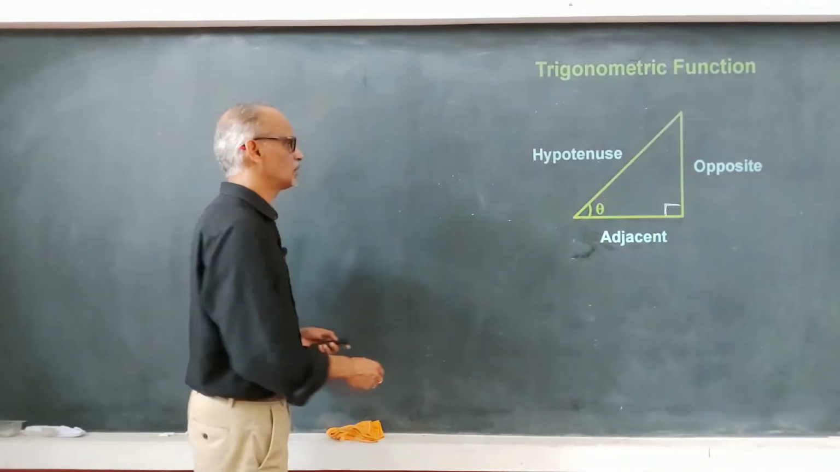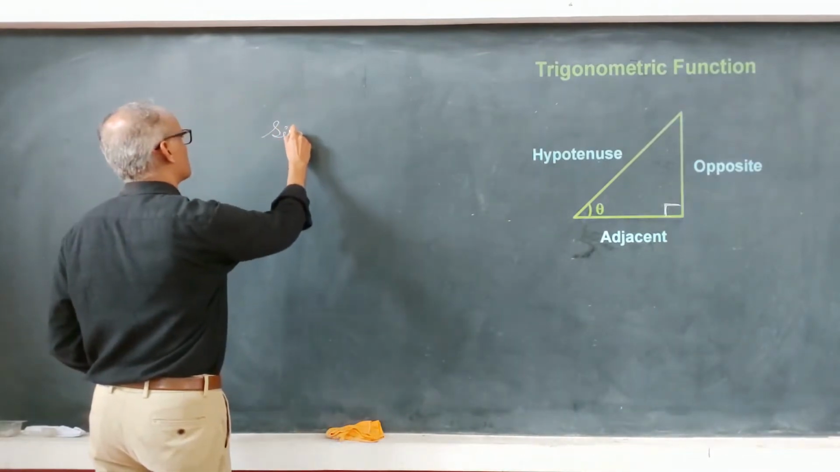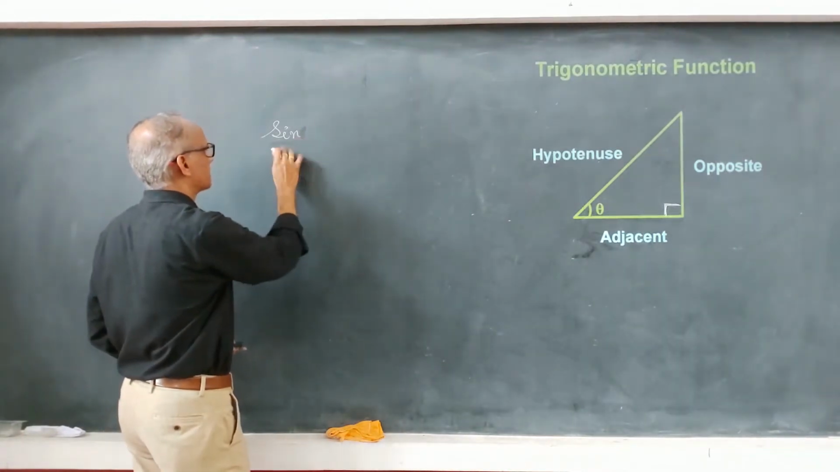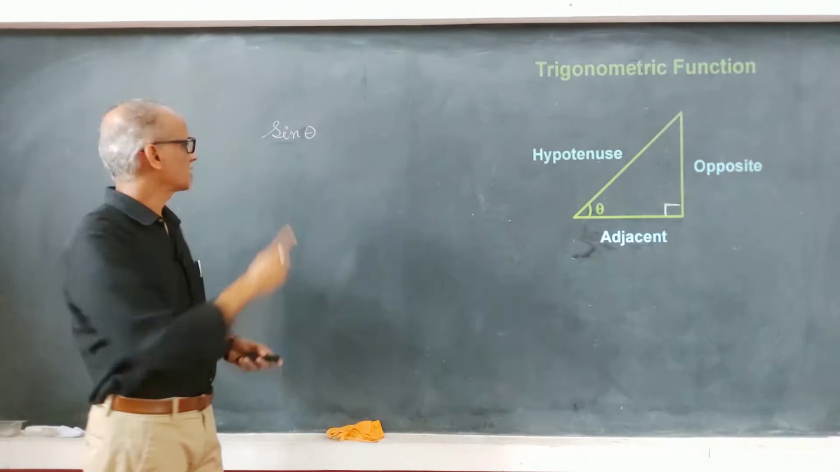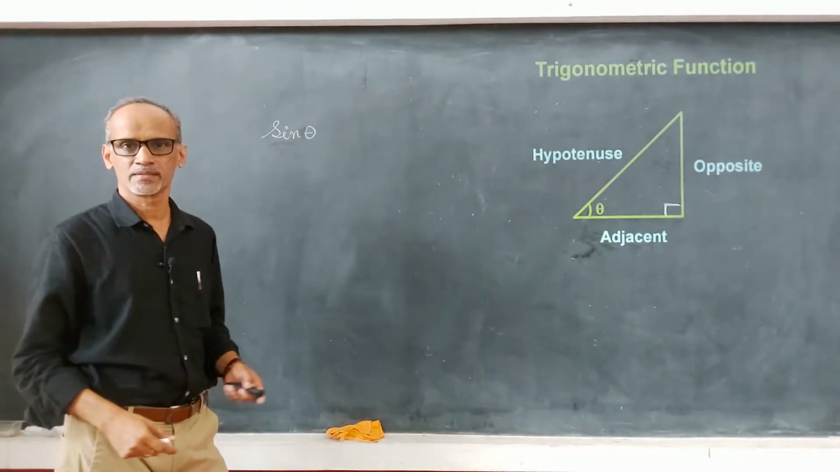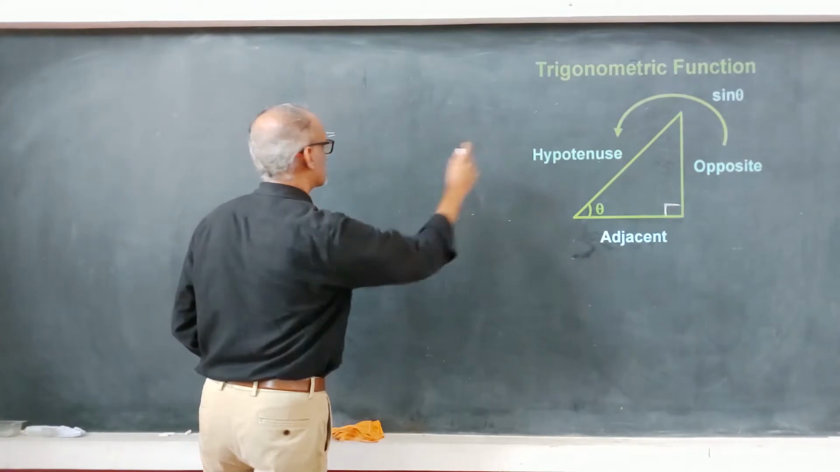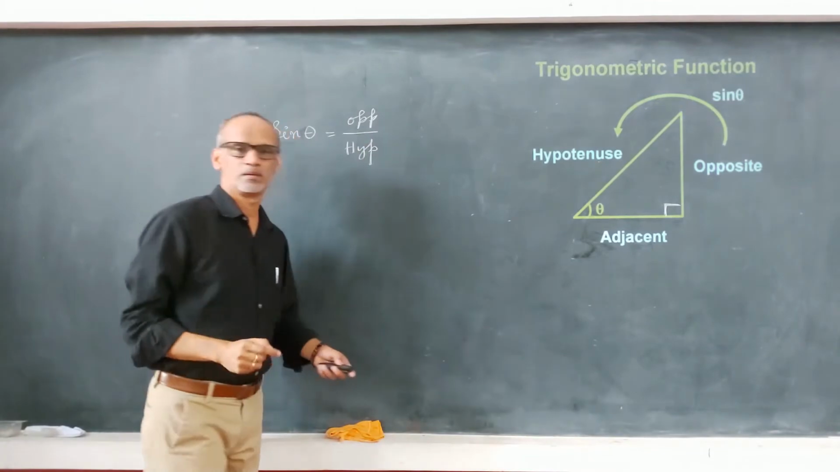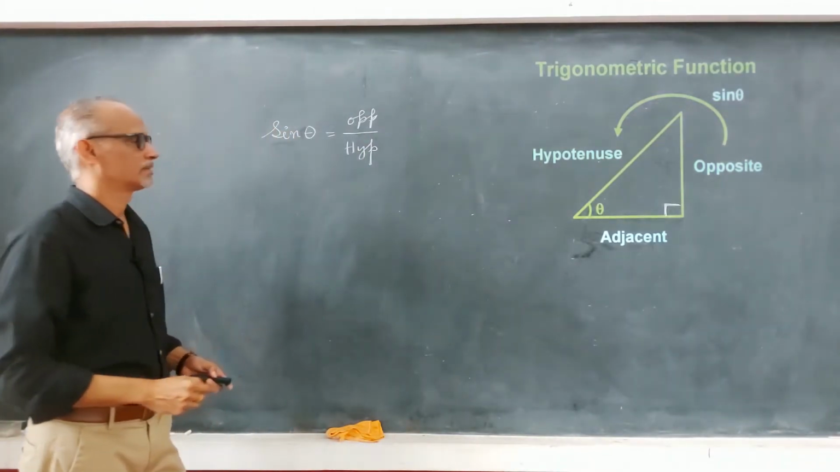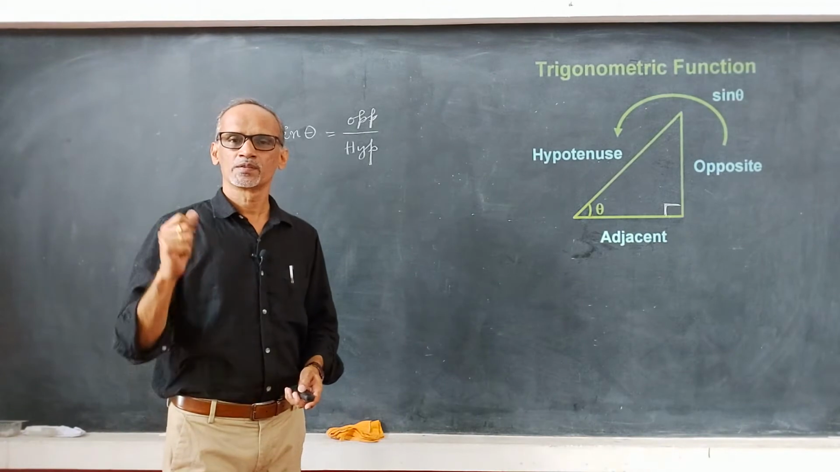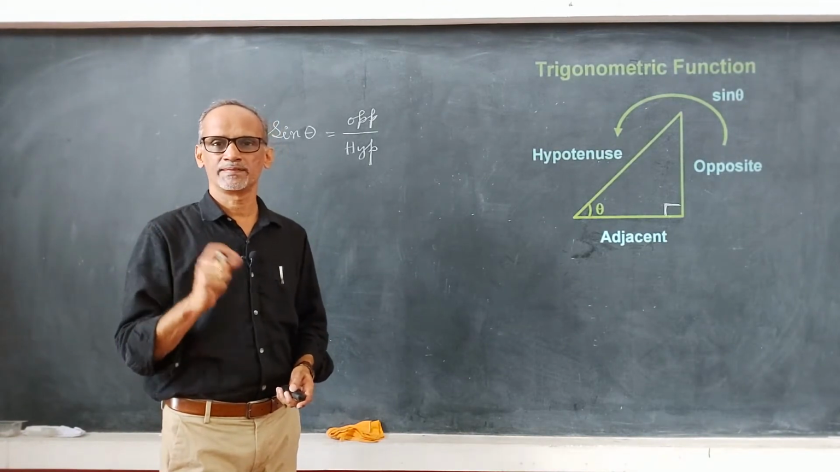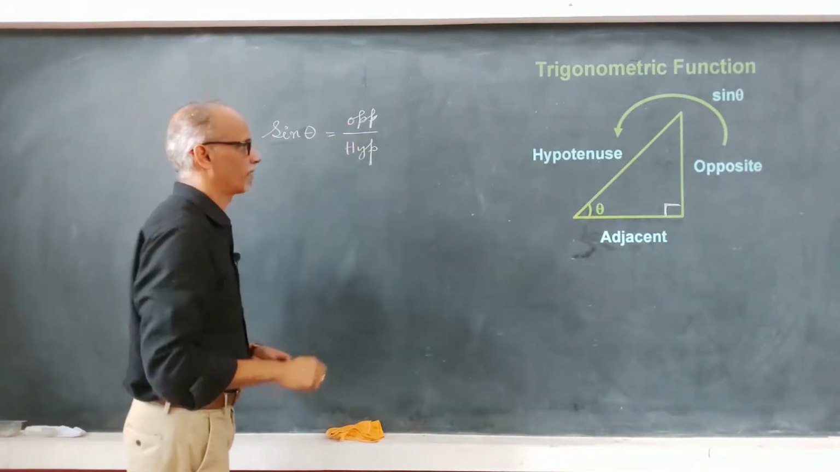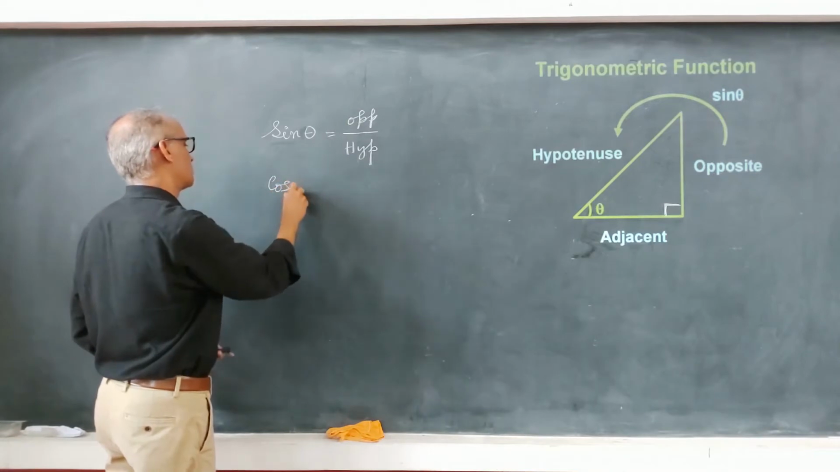Okay. Now I can define a function called the sine function, S-I-N-E, but in short form we write it as sin, and then of the angle. The sine of the angle is always the ratio of two sides, that is the ratio of opposite to the hypotenuse. So how do you define the sine function? Sine of an angle is defined as the ratio of the opposite side to that of the hypotenuse.